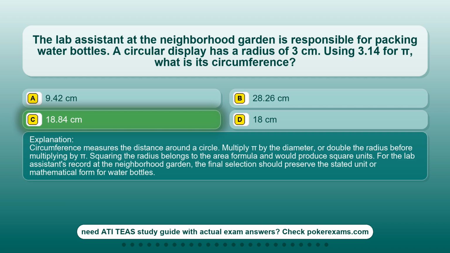Circumference measures the distance around a circle. Multiply pi by the diameter, or double the radius before multiplying by pi. Squaring the radius belongs to the area formula and would produce square units. For the lab assistant's record at the neighborhood garden, the final selection should preserve the stated unit or mathematical form for water bottles. Question 10.